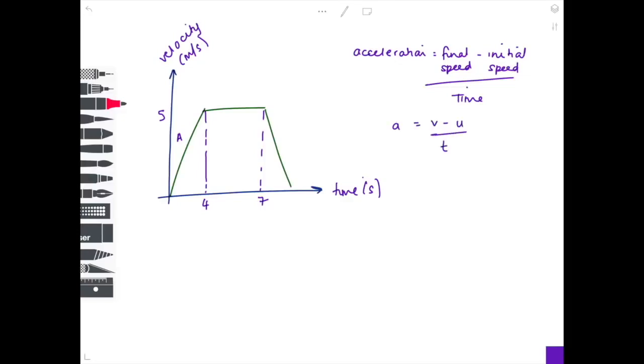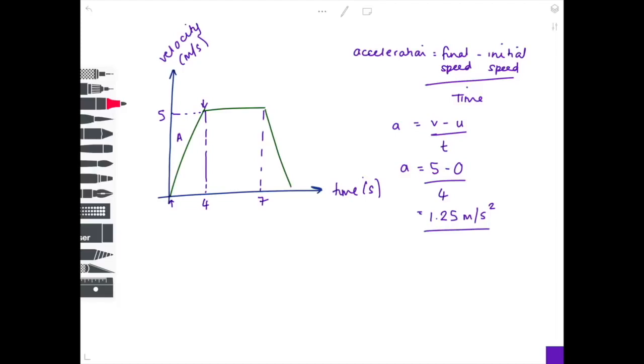So looking at portion A of the graph, what is the final speed? Well, it's given here. So read across and you'll see that it is 5. The initial speed is given here, and we know that's 0, so 5 minus 0, the time taken was 4 seconds. So the answer here is 1.25. Now be careful with your units, you're looking for meters per second squared for acceleration.